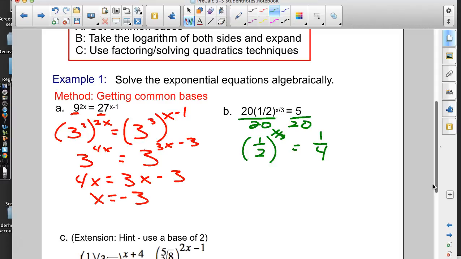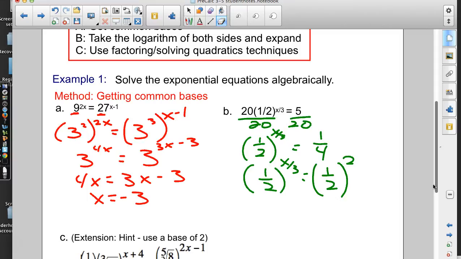And then start thinking, okay, 1/2. 1/2 squared is 1/4. So if I leave this base of 1/2 right here, and I write this as 1/2 squared, now I have the same base again. Raise that 1/2 to... Oh, that's supposed to be the x over 3. I suppose that's really tough to make out, this little piece right here. There we go. So that should be the x over 3.